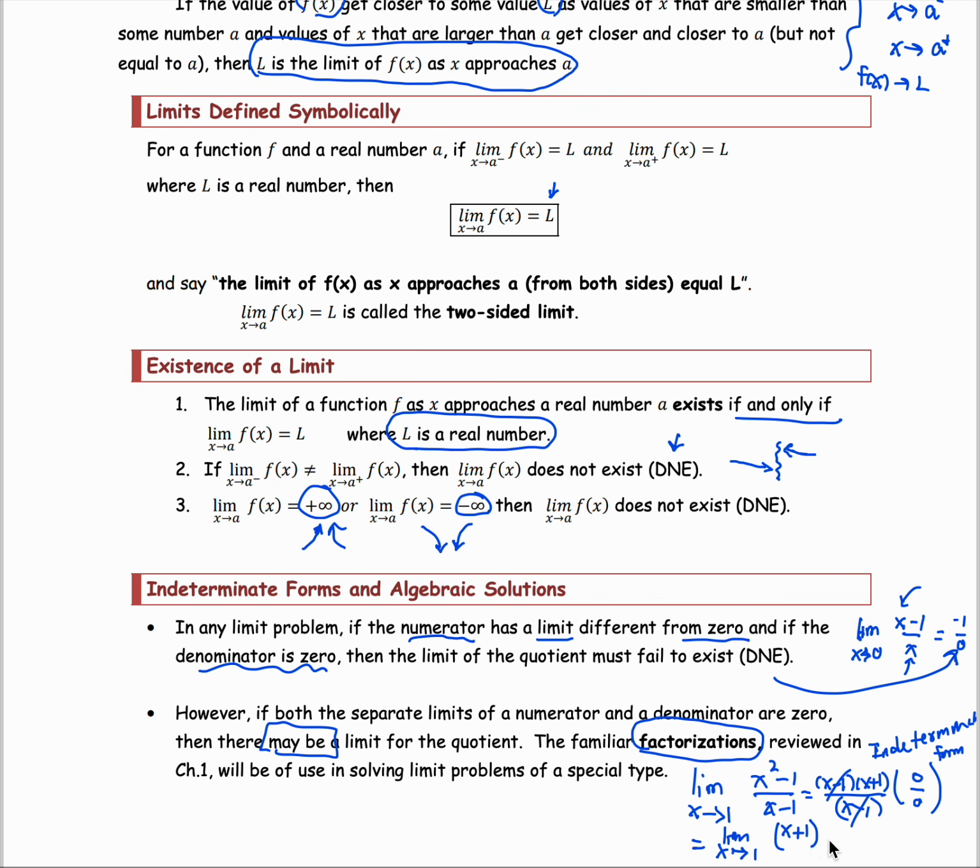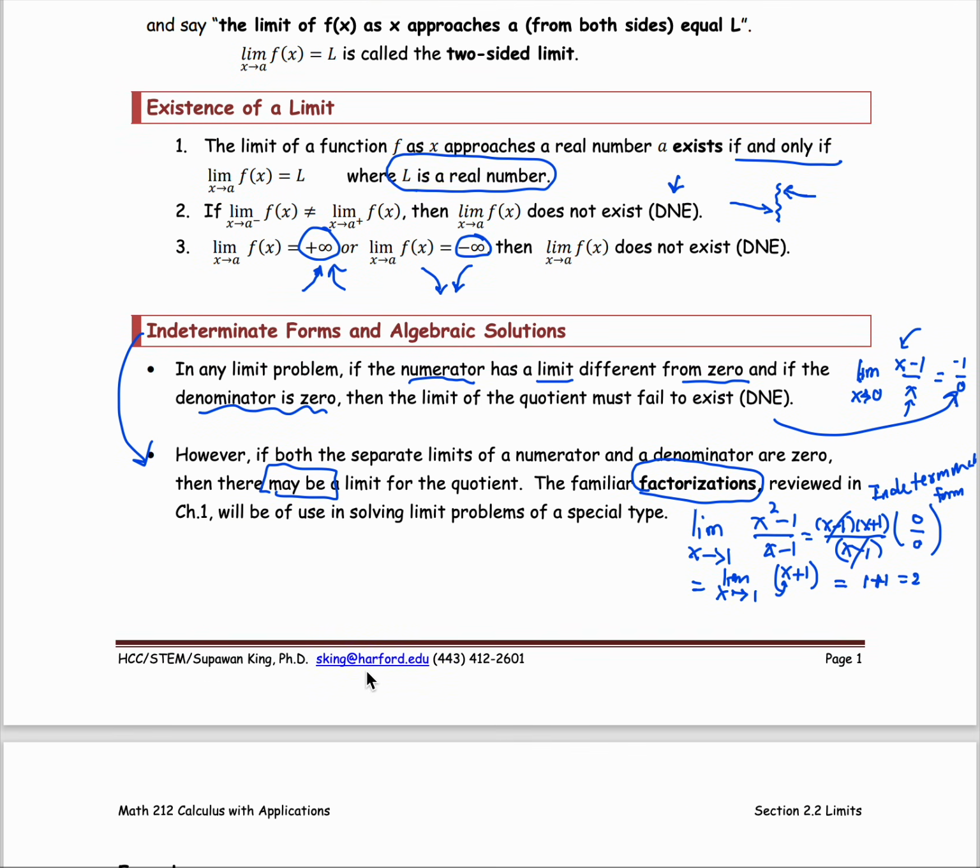When it comes down to this case, we have the expression as a polynomial. Recall the limit of a polynomial is the same as the value of that polynomial function. So we just plug it in wherever x is. Plug in 1, so 1 plus 1 equals 2. So that's just a quick example of the indeterminate form case. Next, we're going to look at the example.